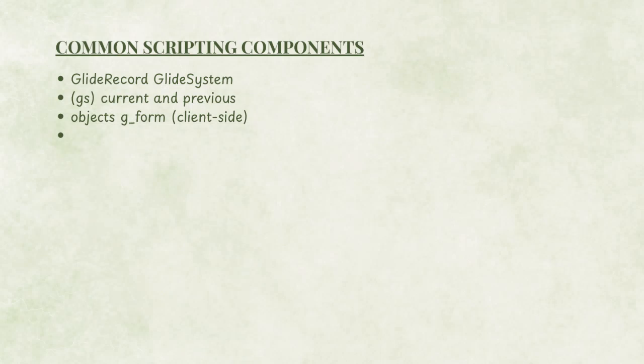Let's take a closer look at some common scripting components, starting with Glide Record and Glide System, or GS for short. These are essential objects when working with server-side scripts in ServiceNow. Glide Record allows us to interact with database tables, perform queries, and manipulate records efficiently. Glide System, on the other hand, provides system-related functions, like logging or getting user information.